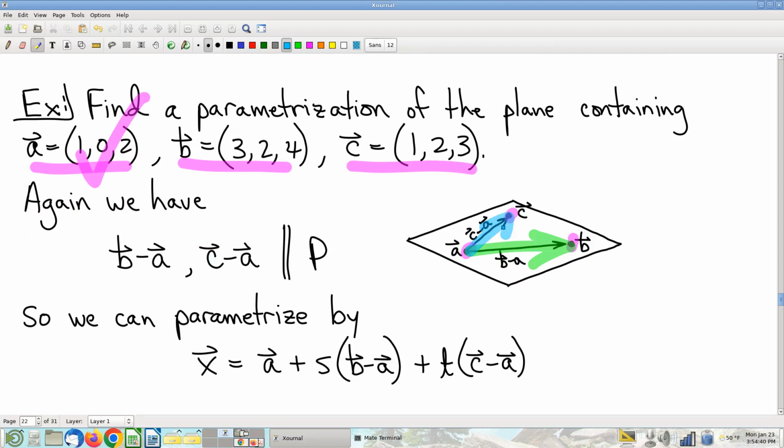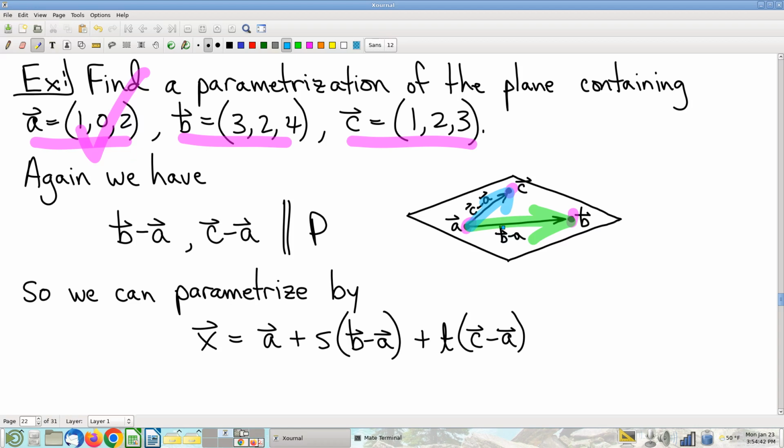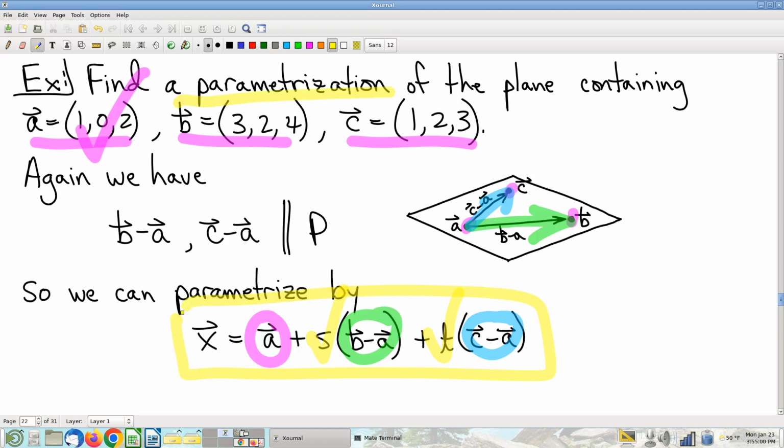And now we're in business, and so I'm going to use A as my point in the plane, and I've got these 2 difference vectors to be my parallel vectors, and plug them in with my parameters per the formula above, and we have ourselves a parameterization for that plane. What do you think? Everybody's good. All right.